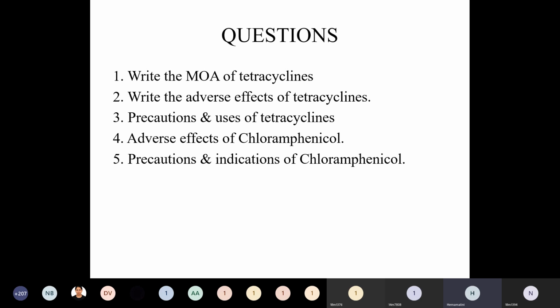So these are the questions. Please take them down. Write the mechanism of action of tetracyclines. Second question, write the adverse effects of tetracyclines. Then precautions and uses of tetracyclines. Then adverse effects of chloramphenicol, and precautions and indications of chloramphenicol. Please write answers for these questions and mail them to the pharmacology departmental mail. If you have any doubt, you can write in the chat or mail it to the pharmacology departmental mail.